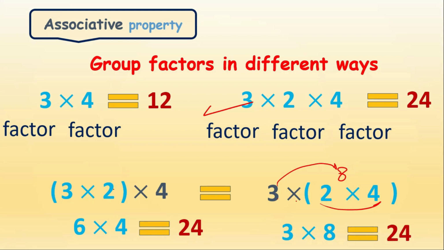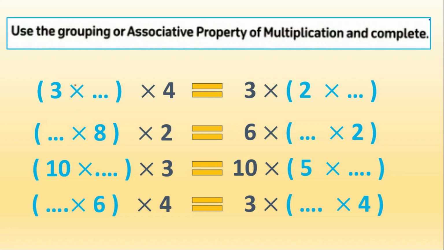Got it? Let's solve the exercise. Use the grouping or associative property of multiplication and complete. Okay, the first example: 3 times what times 4 equals 3 times 2 times what. Okay, here the equal sign means the two sides are the same. Got it? So here we have 3 and times 4.